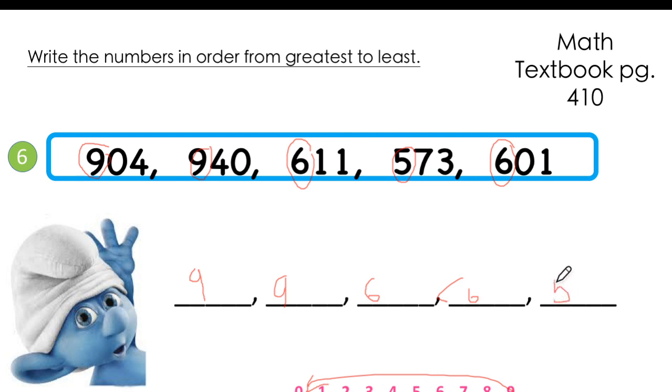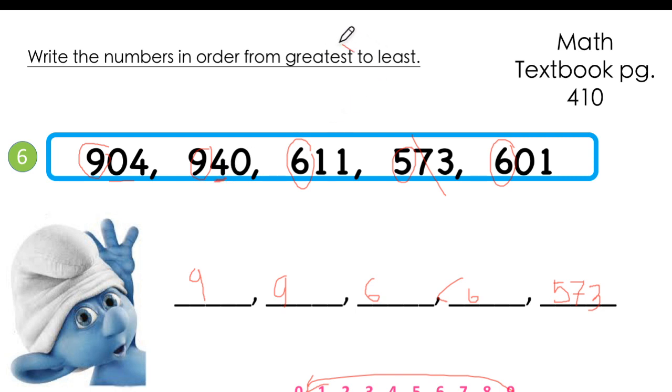Because 5 is only 1, you can also write the complete number. That's it, finished. That will be the smallest one. Now let's start with the 900s because they are big. We need to compare them using the tens places, not hundreds but tens.